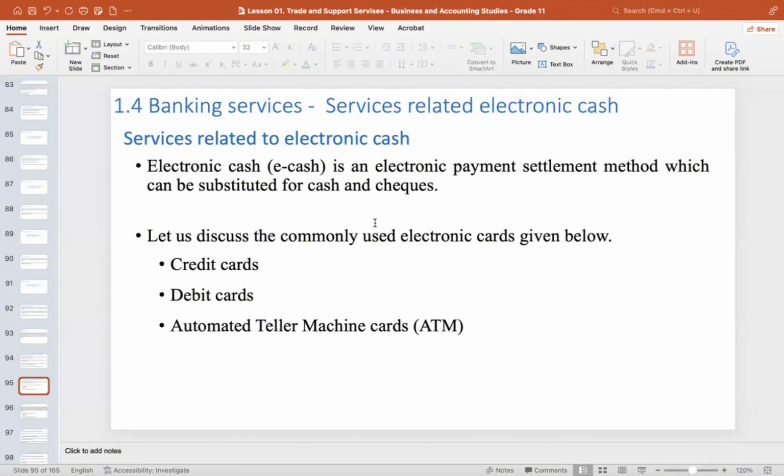Or else if you can use a card, let's say an ATM card or credit card, and make a payment, you don't have to carry physical cash. That will be very, very easy for you.